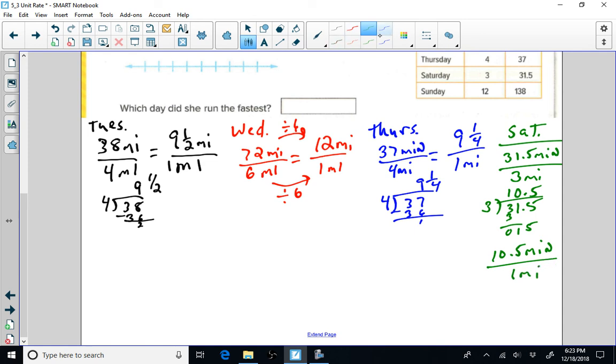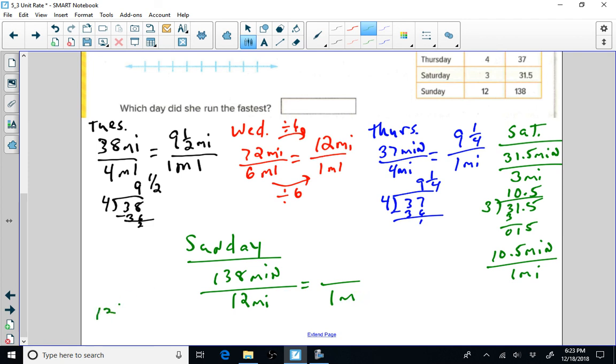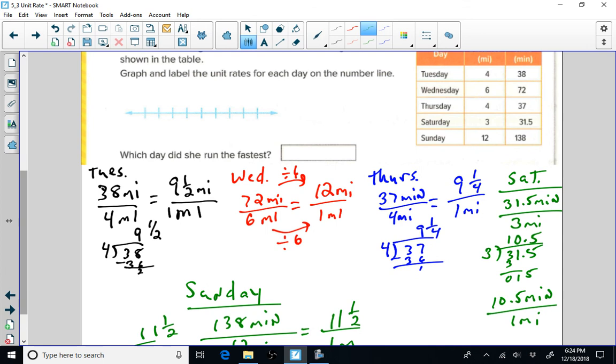And then finally we have Sunday. For Sunday, we have 138 minutes, and that's for 12 miles. We need an equivalent ratio for 1 mile, so I do some long division. 12 into 138. 1 times 12 is 12. Subtract, I get 1. Bring down the 8. 1 times 12 is 12. Subtract, I get 6. A remainder of 6 over 12 would simplify to 1/2. So that's 11.5 minutes per mile.